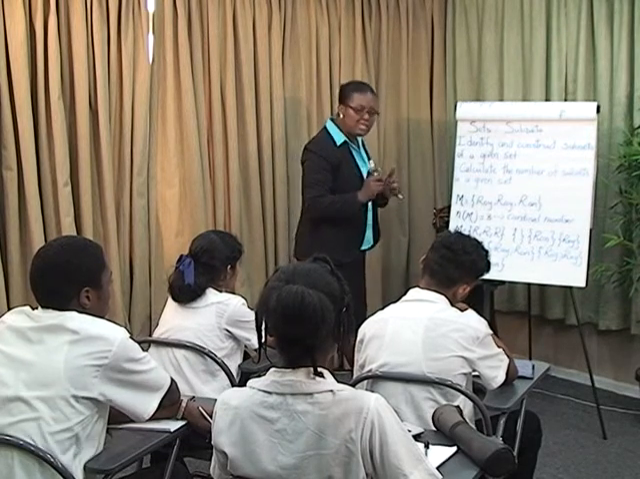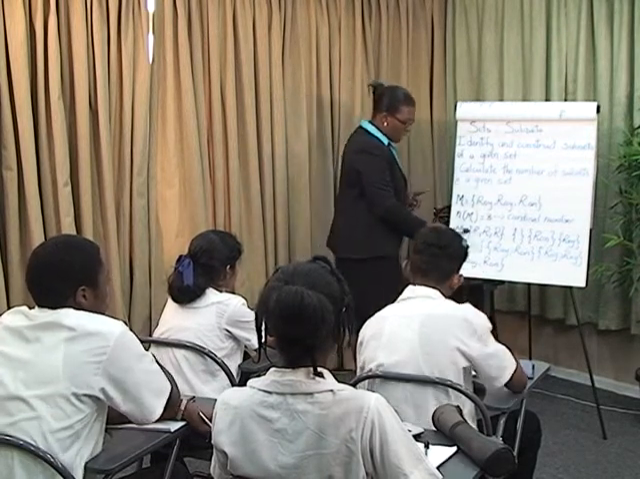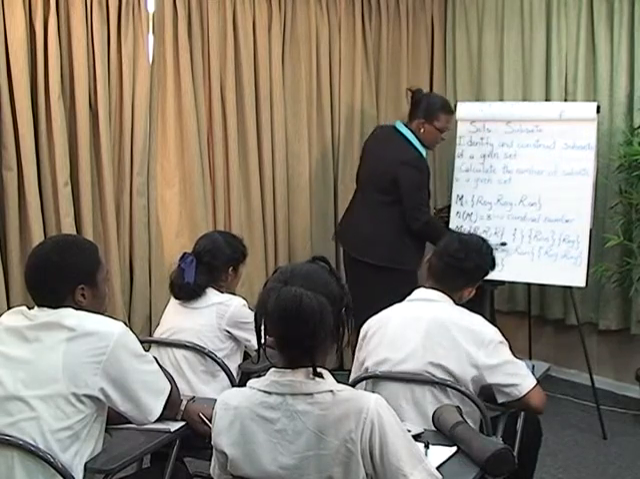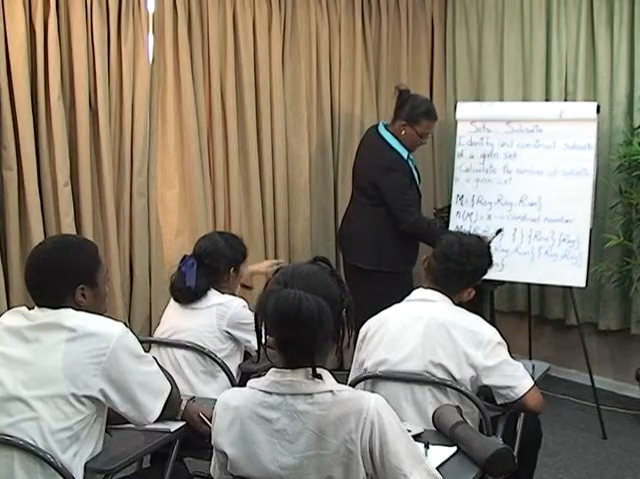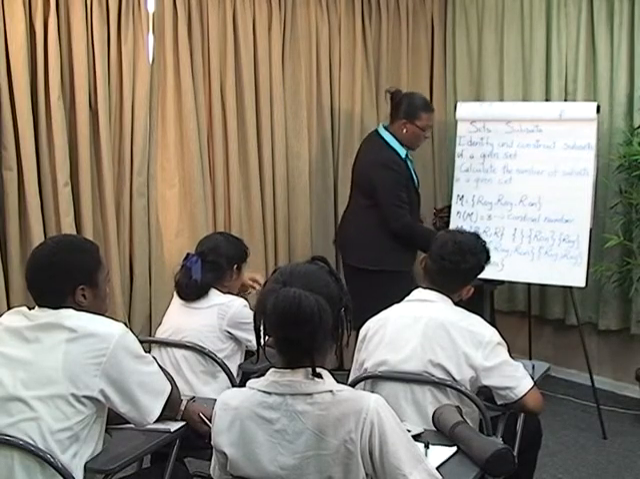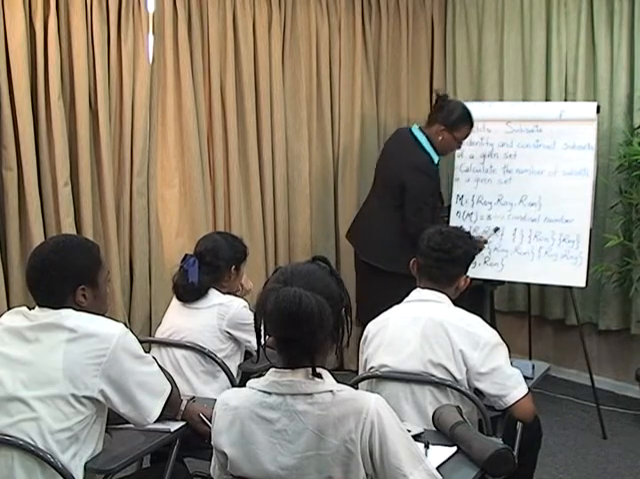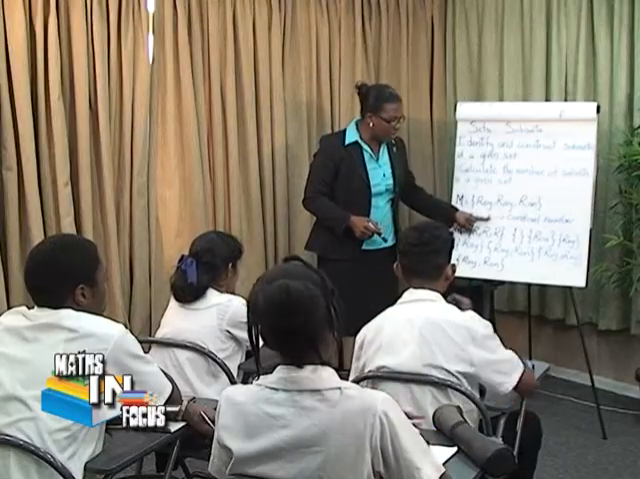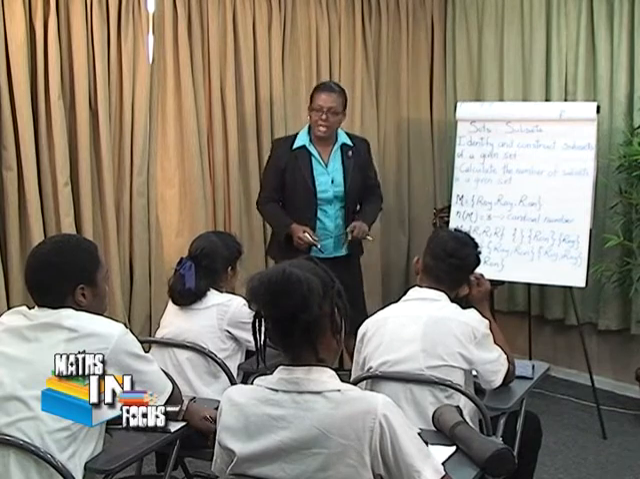Now let us see how many subsets we have. 1, 2, 3, 4, 5, 6, 7, 8. So when we have a cardinal number of 3, we will have 8 subsets.